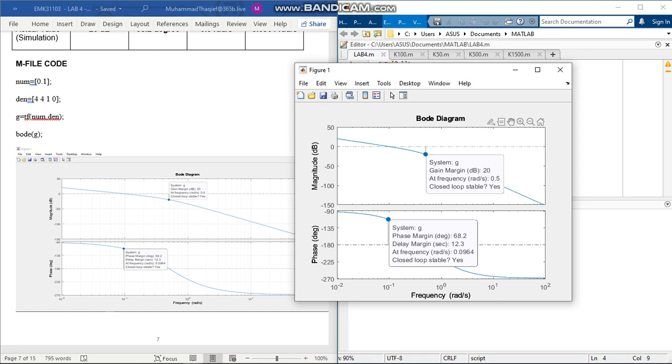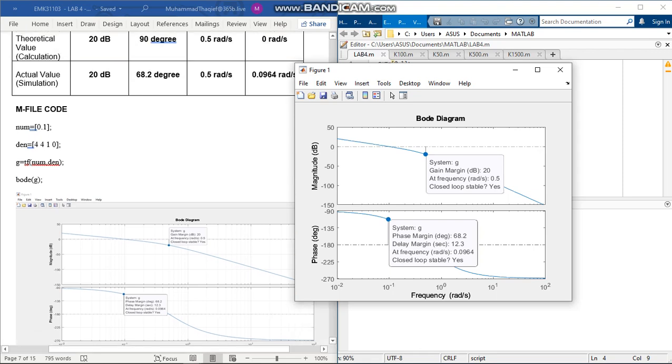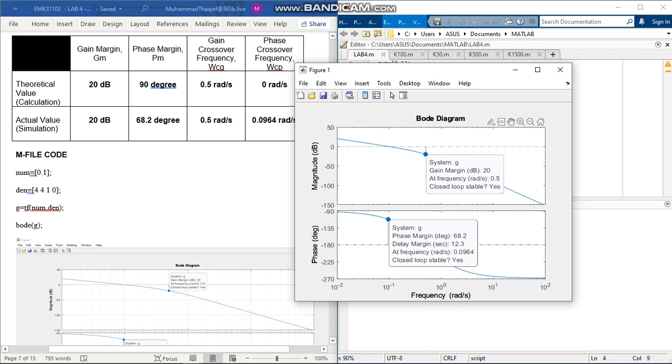So we can see the system for this procedure. Gain margin is 20, frequency in radians 0.5, and the stability condition of the graph is stable. So we can see the actual values. Gain margin is 20 dB. Then for phase margin, we get 68.2 degrees. And for gain crossover frequency, we get 0.5 radian. And for phase crossover frequency, we get 0.0964. So both the magnitude and phase are stable.